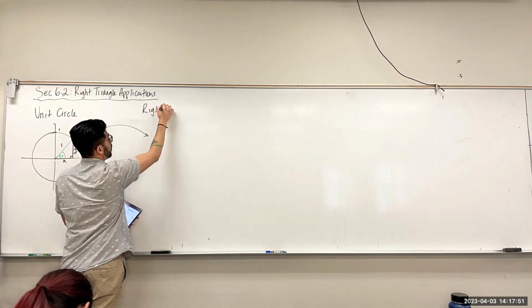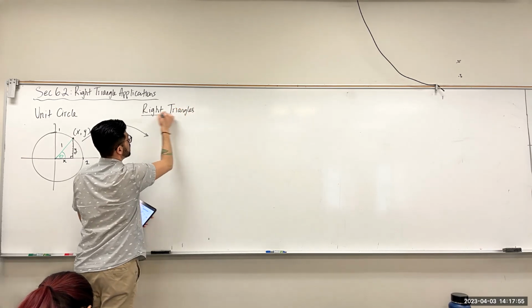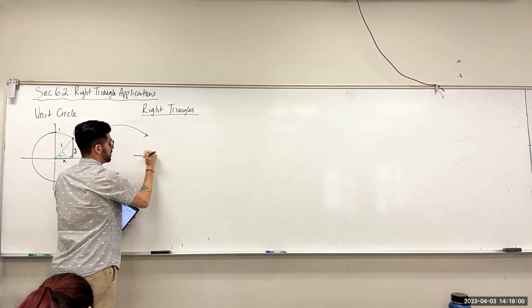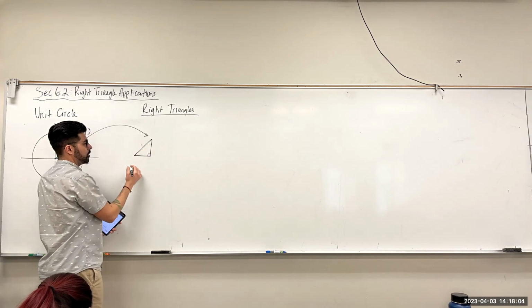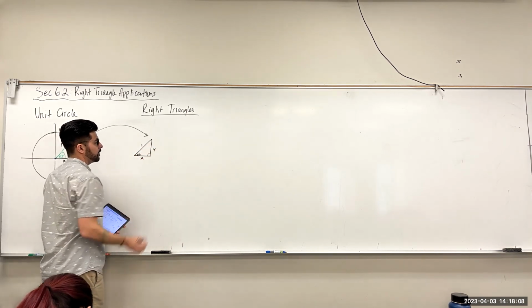So we're going to bring it into all the different types of right triangles here. And then I have my little guy here, my little right triangle with 1. Here's theta, here's x, and here's y.